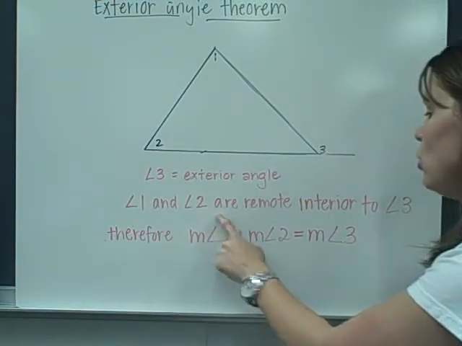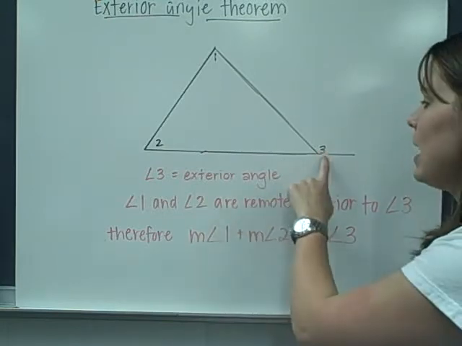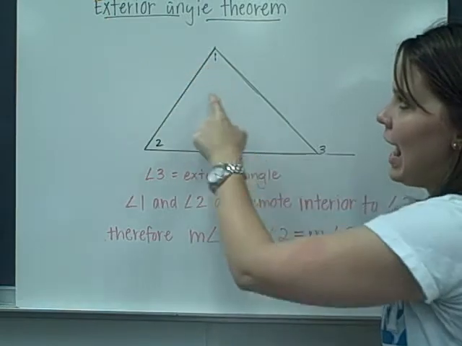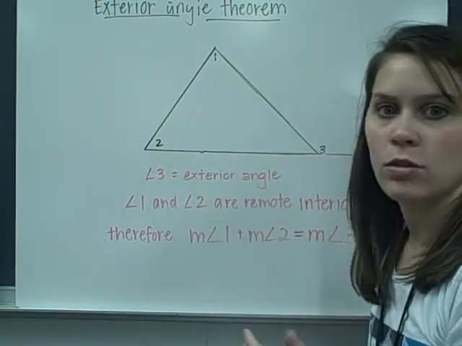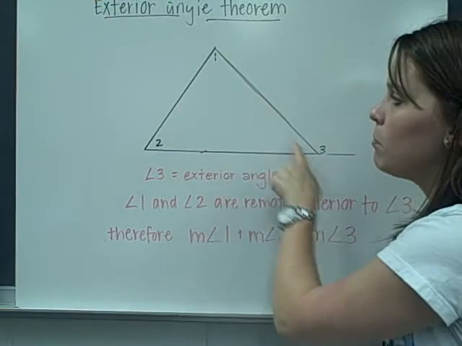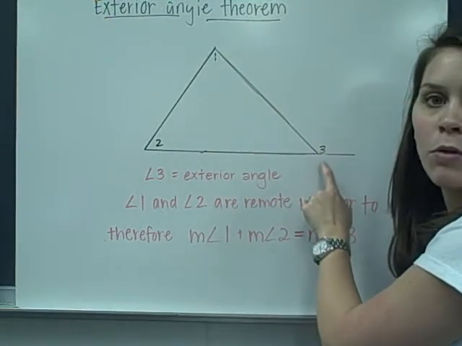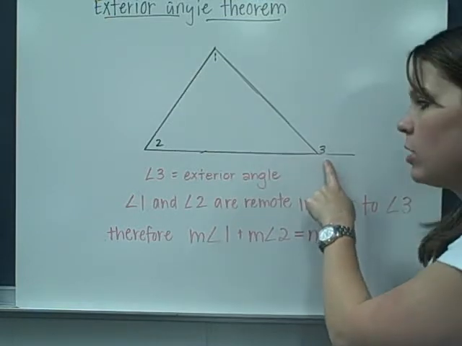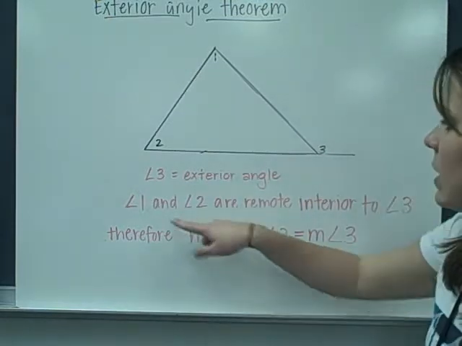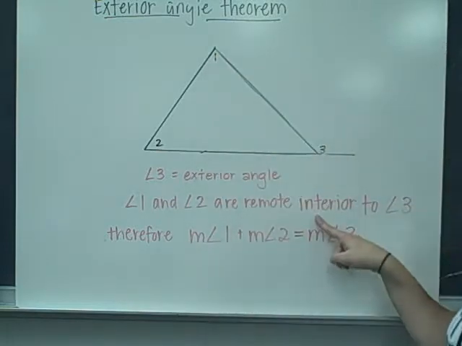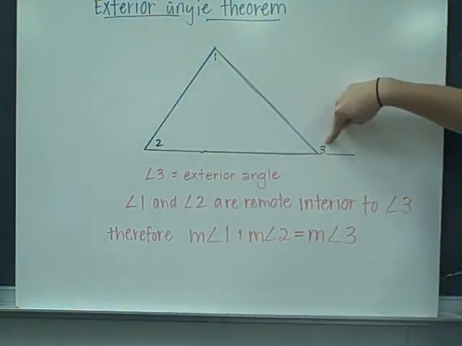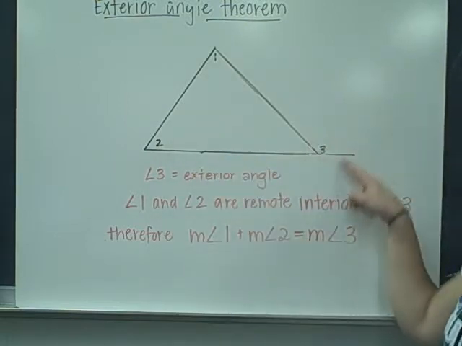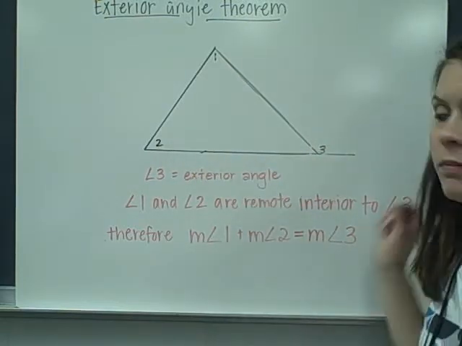Well, angles 1 and 2 are remote interior because they are not adjacent, meaning not beside angle 3. So they're over here, and they're inside the triangle. So they're interior angles and they're remote because they're not beside angle 3. So they're always the farthest angles away from your exterior angle. And therefore, because angle 1 and 2 are remote interior angles to angle 3, if we were to add 1 and 2 together, you should get the measurement of angle 3.